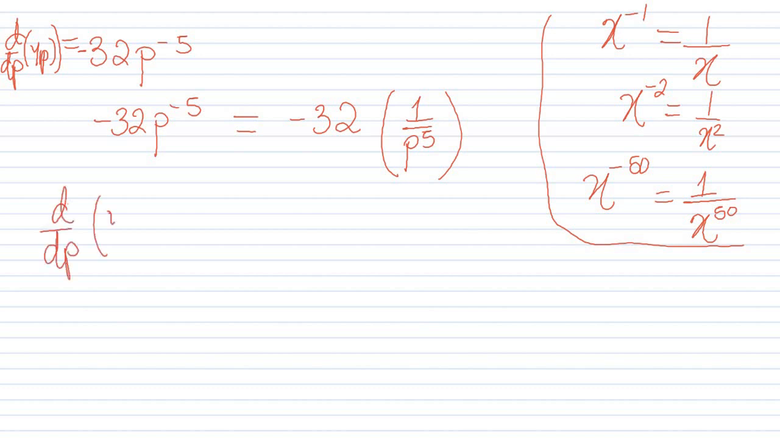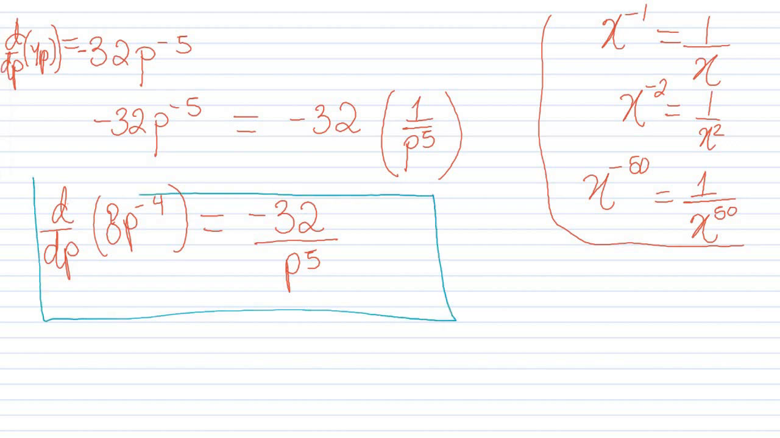So the answer to this question, the derivative of 8p to the negative 4, is the same thing as negative 32 over p to the 5th. So this is your answer. This is your answer right here. And yeah, this is the end of the video.